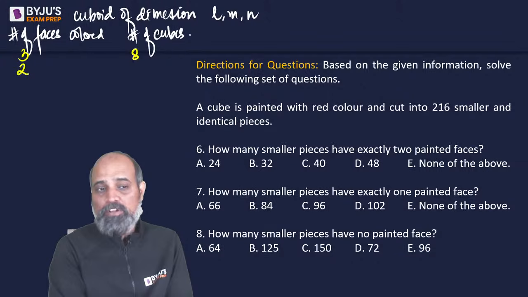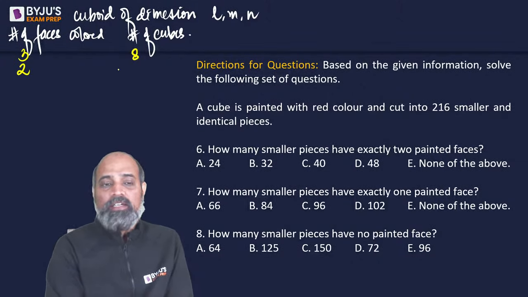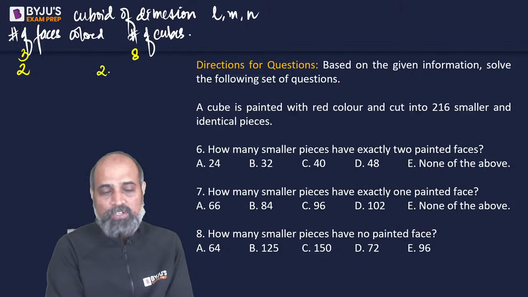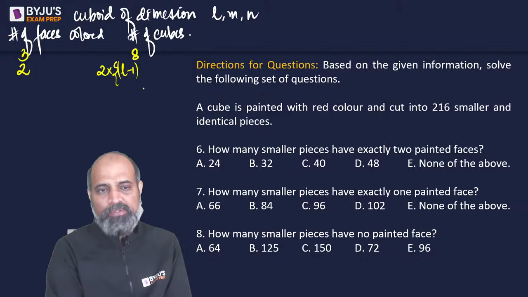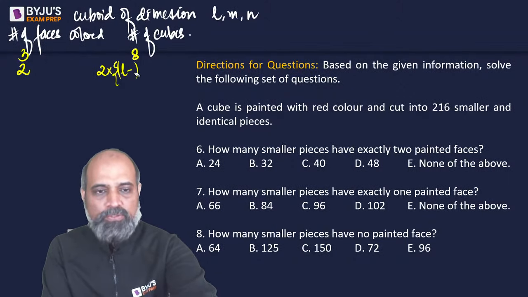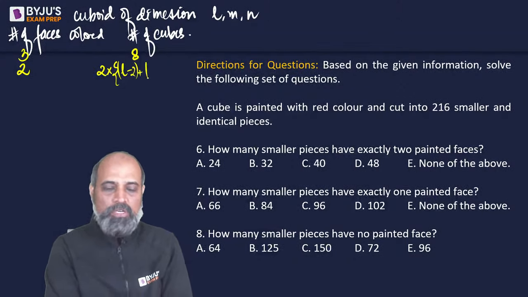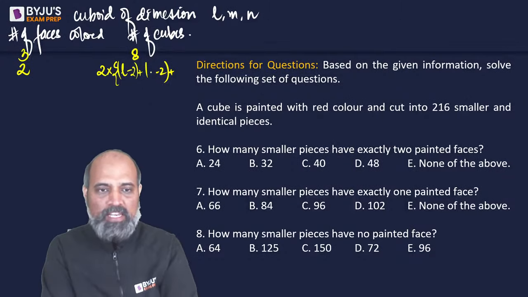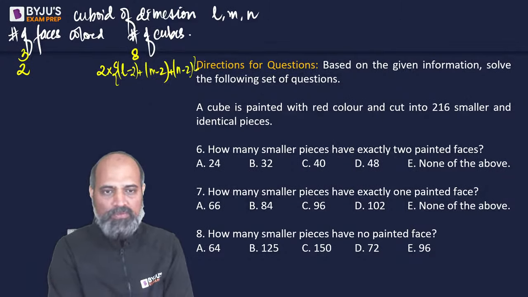If you want to find the number of smaller cubes with 2 faces colored, these are found along the edges, which is given as 4 times (L minus 2) plus (M minus 2) plus (N minus 2).